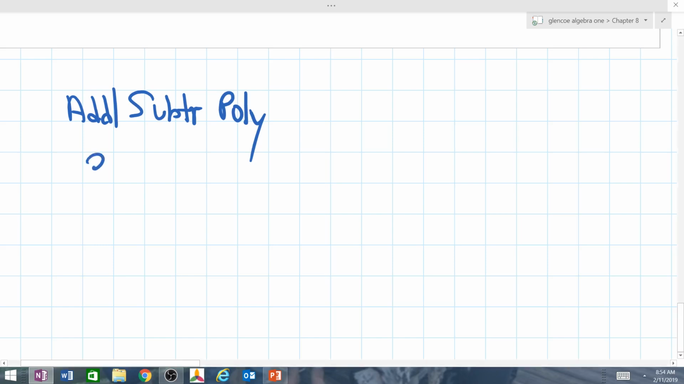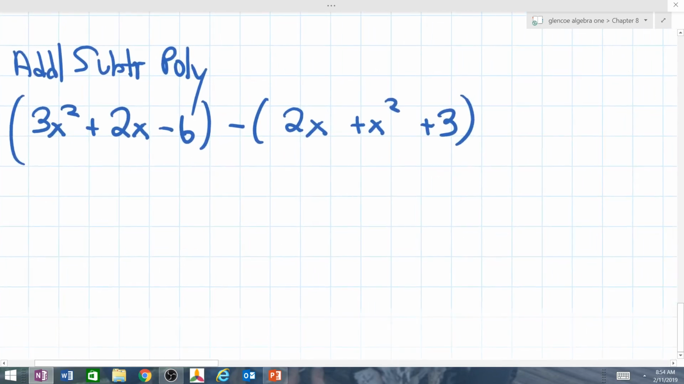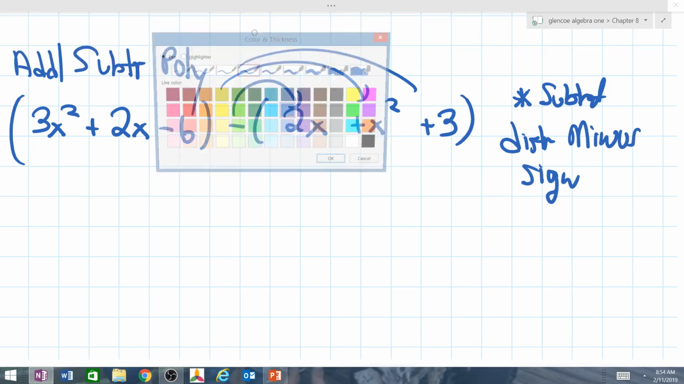Let's use 3x squared plus 2x minus 6. Of course, they start us off with a nice subtraction one. Minus the quantity 2x plus x squared plus 3. So the whole key here is when you subtract, you have to make sure that you distribute the minus sign. Are y'all with me? Come on, guys, wake up this morning. Are y'all with me? Okay, good.